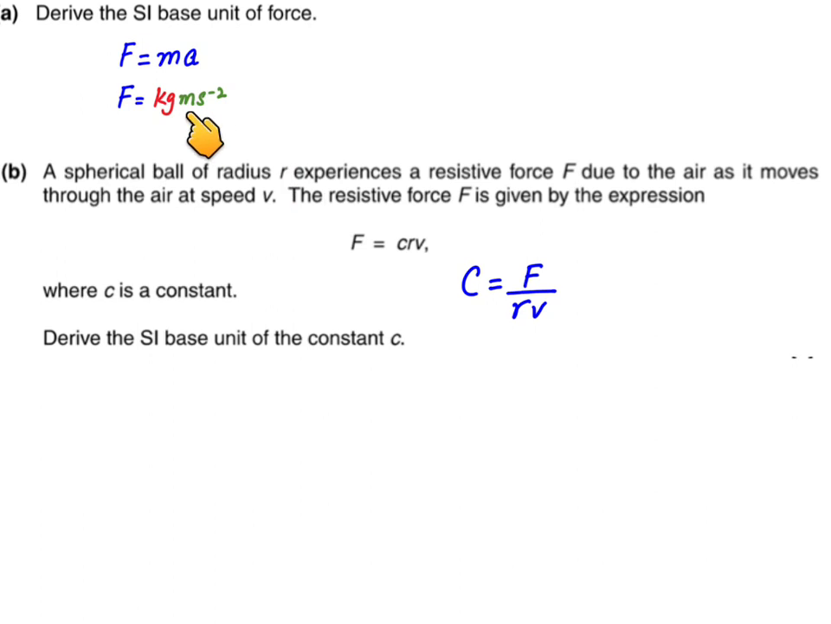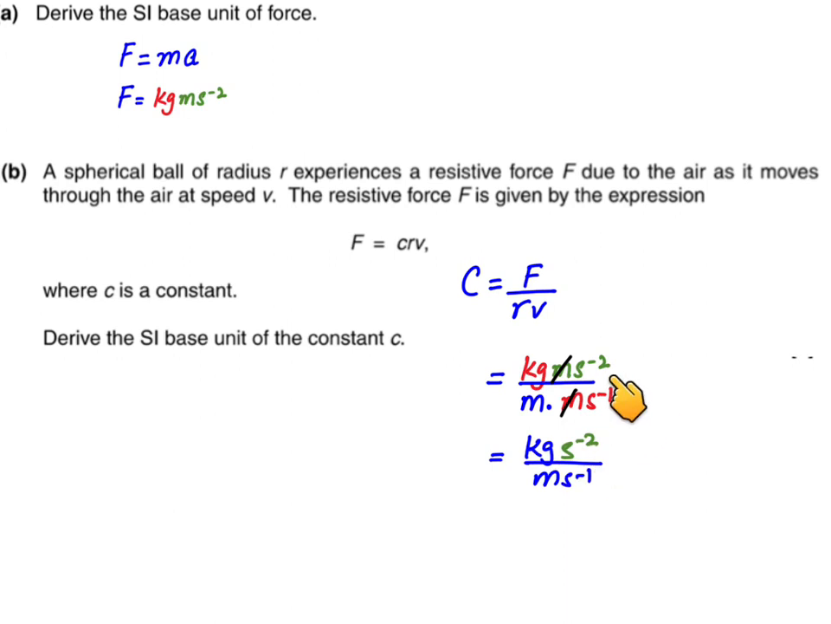We know the unit of force is kg meter per second squared, so we'll put them as it is. We know that the unit for r is meter, and the unit for v is meter per second. Hence, simplifying it, m goes with m, and it's kg s^-2 upon m s^-1. Simplifying it further, it becomes kg s^-1 m^-1. So the base unit of the constant C is kg s^-1 m^-1.